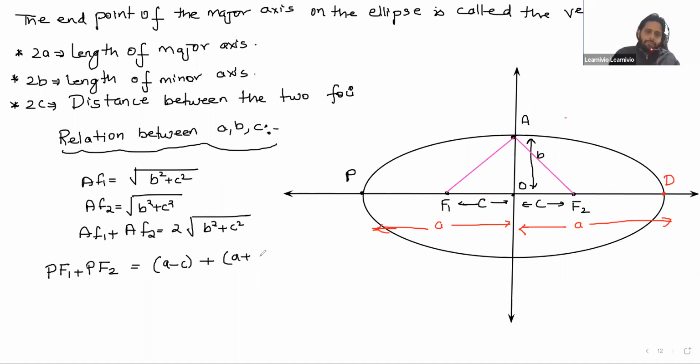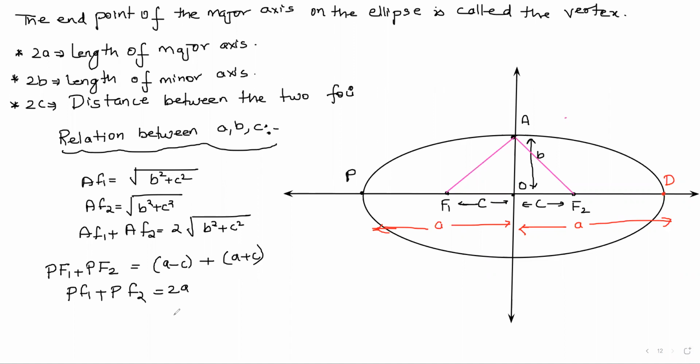So C will cancel out. We will get PF1 plus PF2 equal to twice of A. C will cancel out. So Yusra, Hutvika, Krishna, is this clear? Yes, sir.